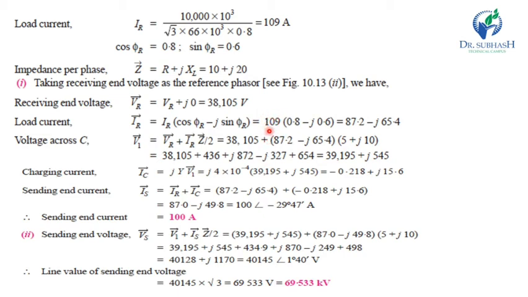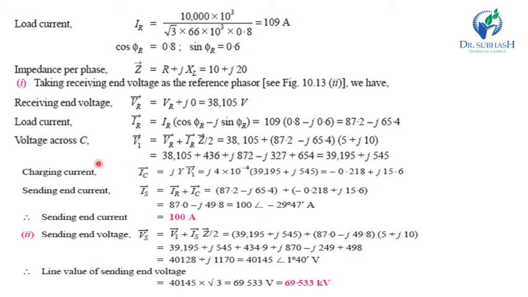Now here IR is 109 ampere, cos phi R is 0.8, sin phi R is 0.6. So we get the value of current IR vector, which is 87.2 minus J65.4. Now the voltage across the C, which is V1, is equal to VR plus IR Z by 2. VR given in our example is 38,105. IR we found out here, and Z is equal to 10 plus J20. Put all the values and we get the value of V1.